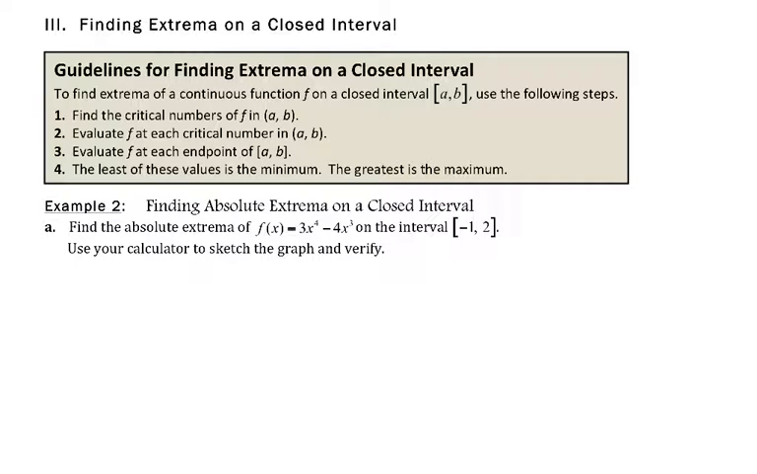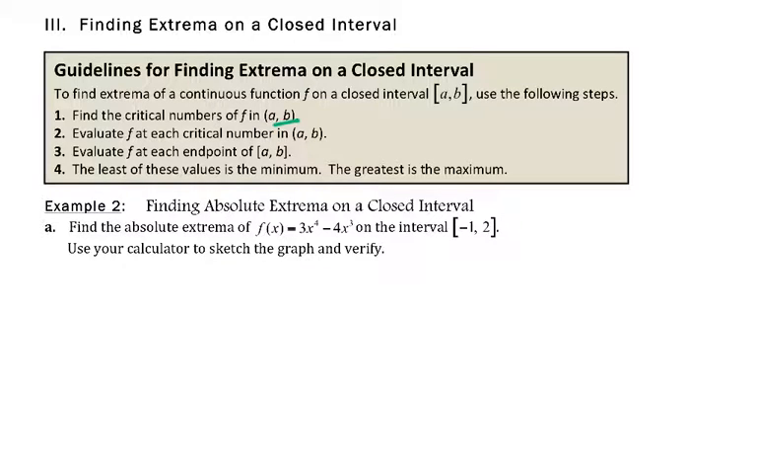This is the second video for our 3.1 notes. This video focuses on example 2 and on finding extrema on closed intervals. So here are our guidelines for finding extrema, and when we say extrema we mean absolute mins and maxes and relative mins and maxes. First, find the critical numbers of function f on the interval a to b.